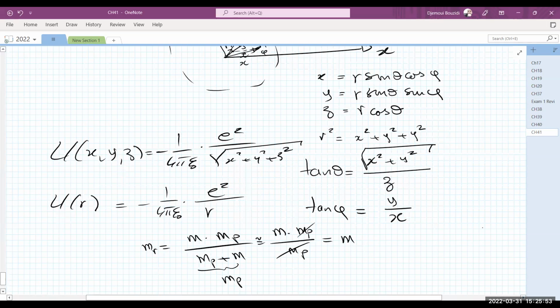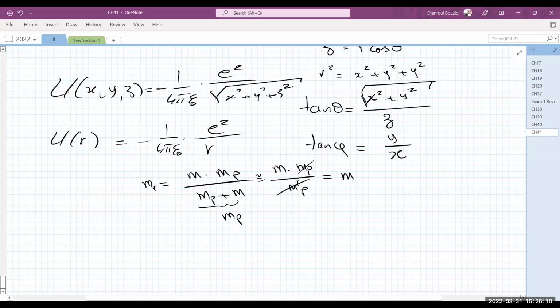So at the end, you're making a mistake of about 1 or 2% if you assume that. The proton is not really stationary, but it's also wobbling around the center of mass of the two systems. Okay. So this is basically the problem at hand.